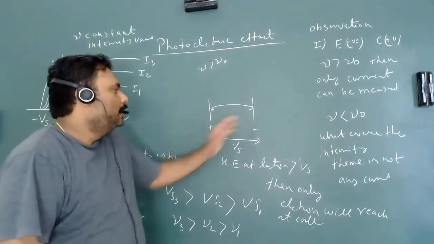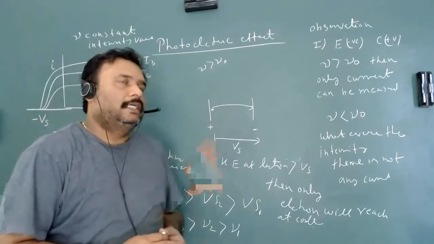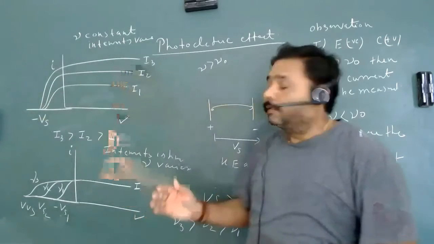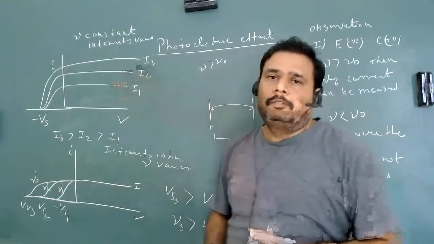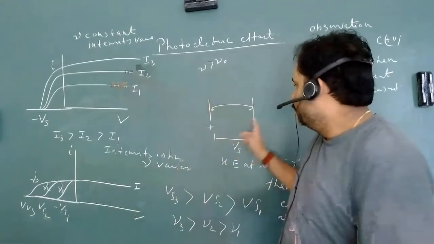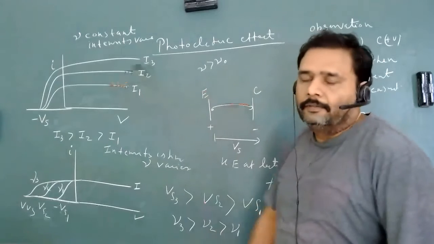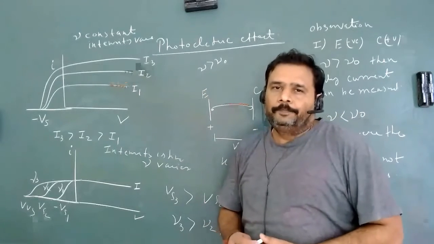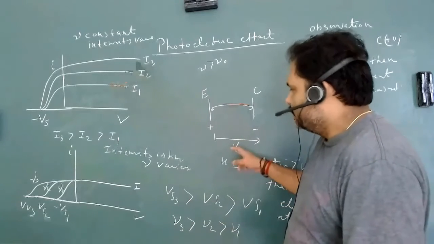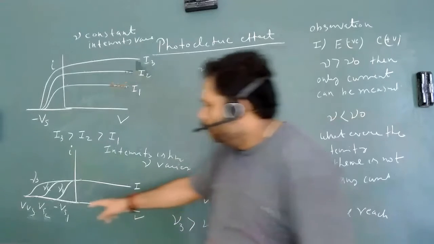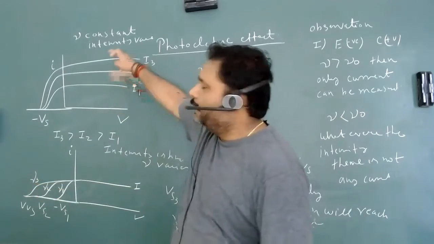What is the meaning of zero current? It means not any electron is going to reach this particular collector. Let's say this is my emitter, this is my collector. So the thing is that we have seen that this Vs will be dependent on frequency. It is not dependent on intensity.